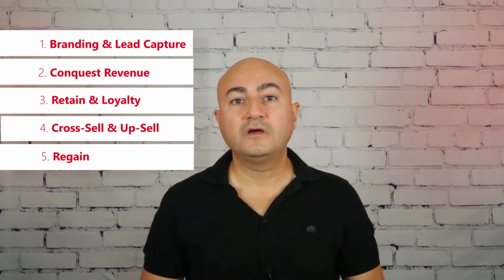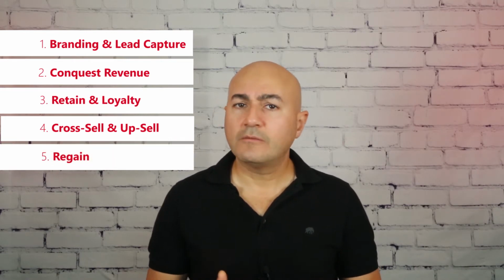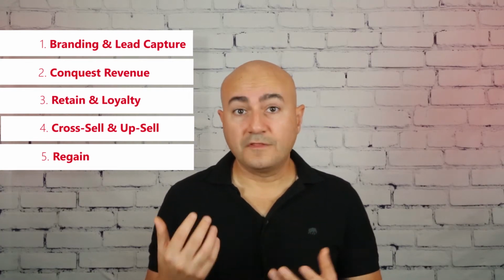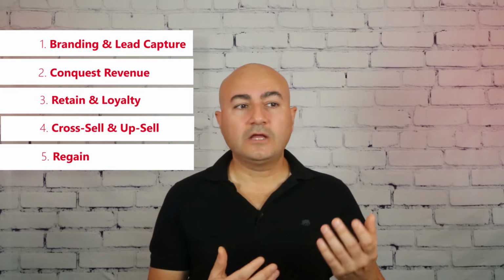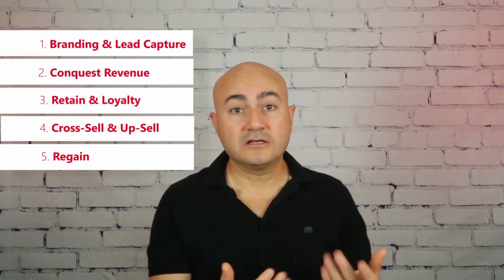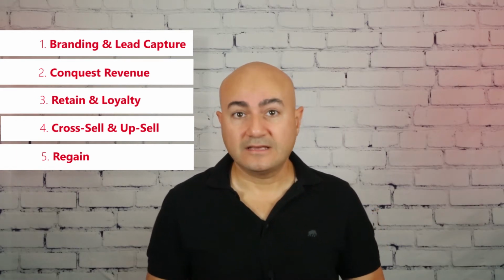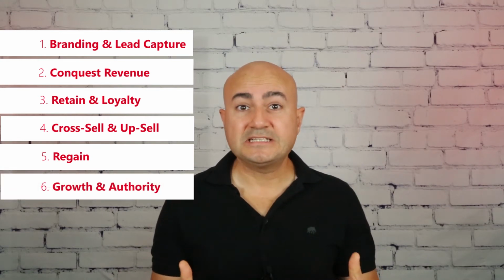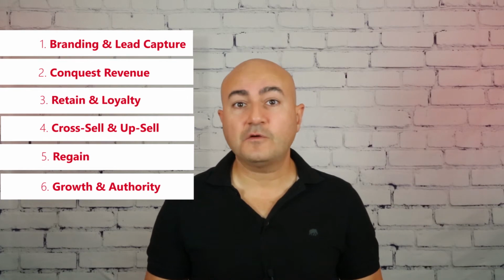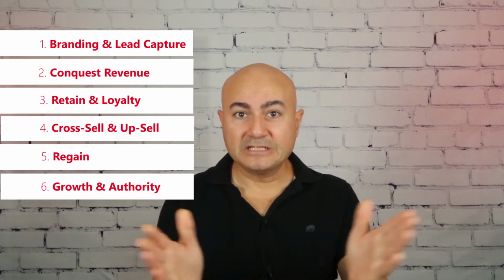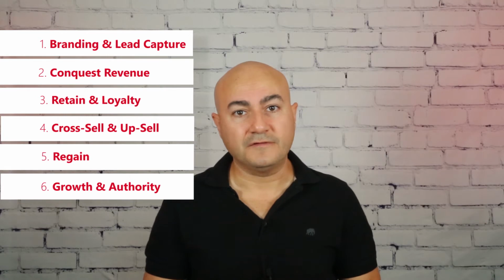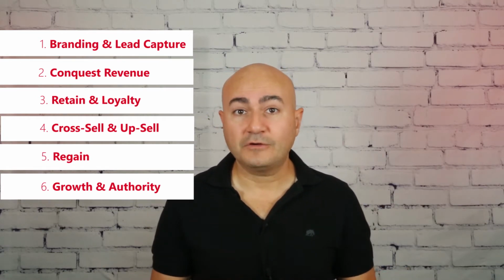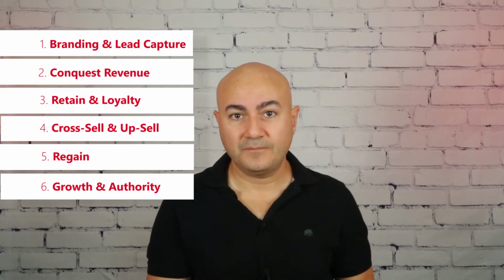Category number 5, regain. These are marketing objectives focused on past customers with the goal of reconnecting with them in order to capture lost opportunities. Category number 6, growth and authority. This bucket includes marketing objectives focused on expanding to new audiences or new geographies with the intention of expansion and building authority in a specific industry.